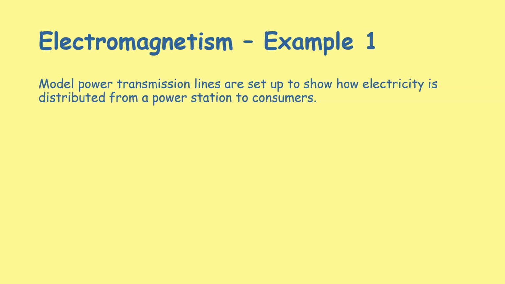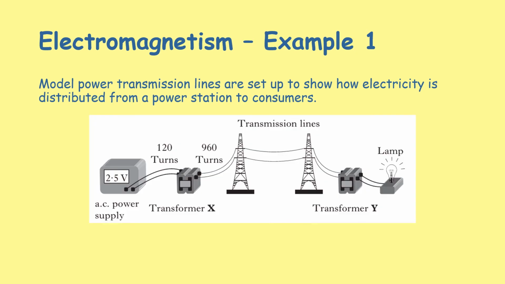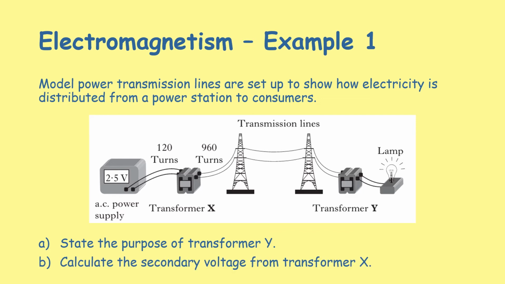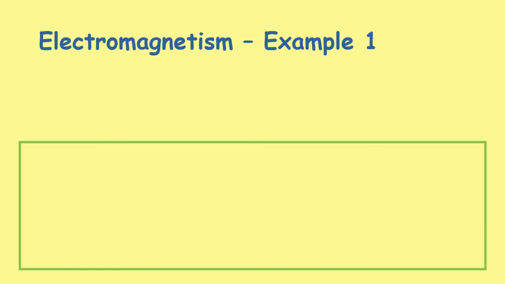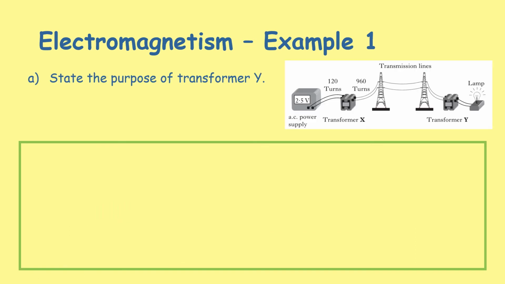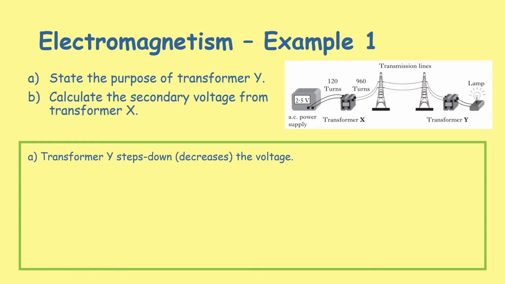Here's an example we can try. Model power transmission lines are set up to show how electricity is distributed from a power station to consumers. A. State the purpose of transformer Y, and B. Calculate the secondary voltage from transformer X. So let's have a go at part A first. State the purpose of transformer Y. We know that transformer Y is a step-down transformer, so that decreases the voltage.